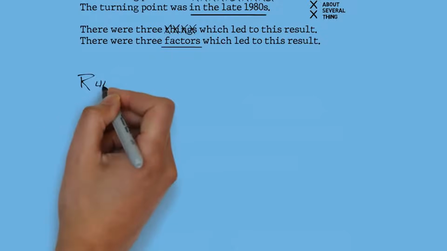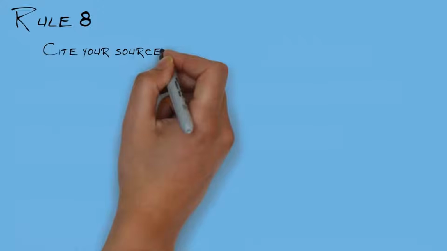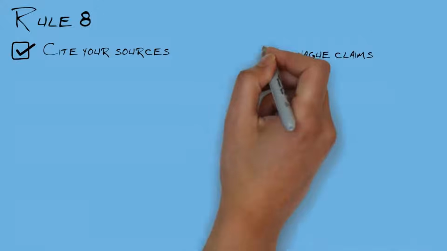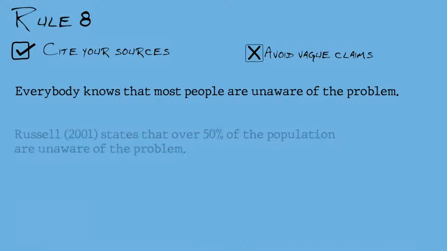Rule 8. Remember to cite your sources and avoid making vague claims. So a phrase like this would not be considered to be very academic. Everybody knows that most people are unaware of the problem. This second example with an in-text citation is much more academic. Russell, 2001, states that over 50% of the population are unaware of the problem.